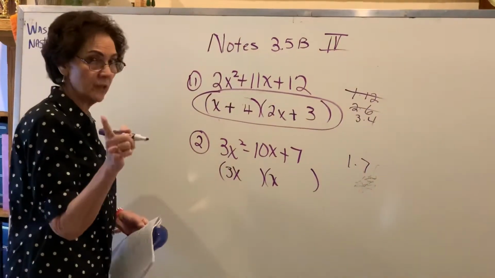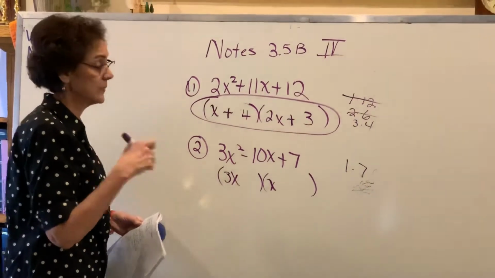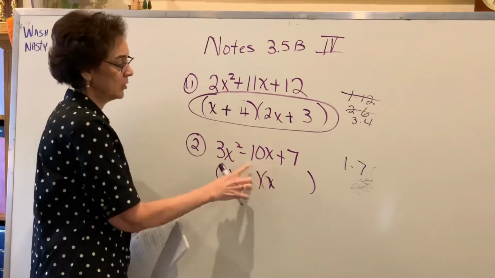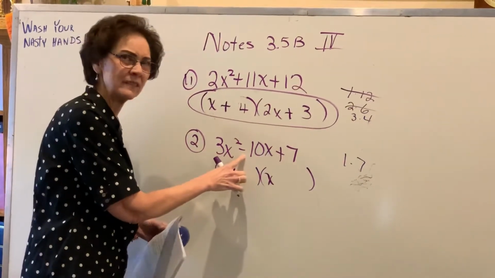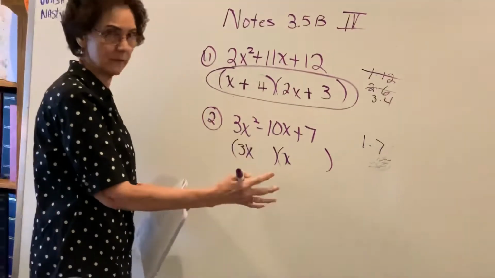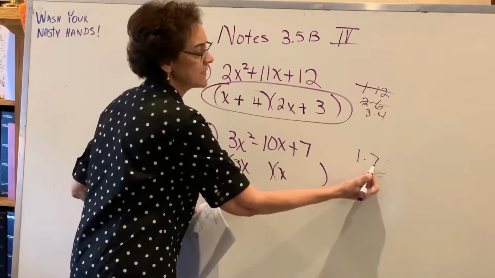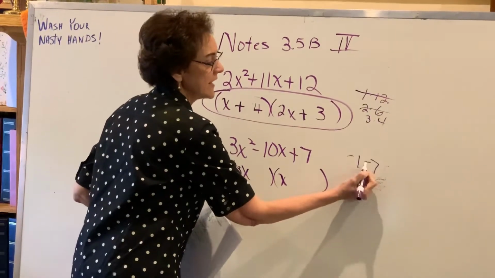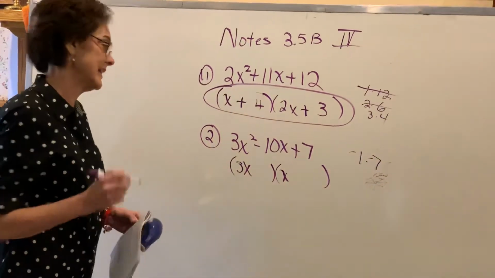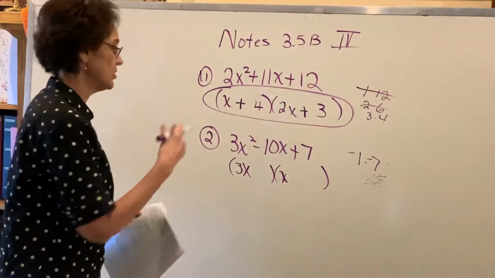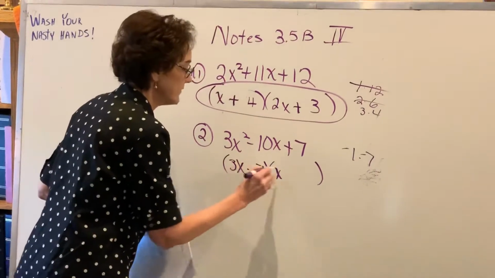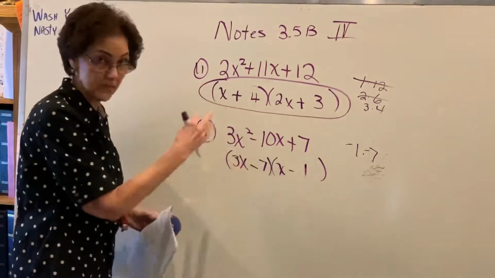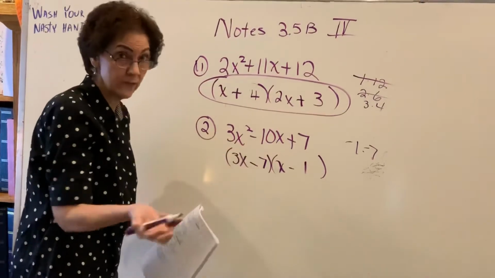Now, one thing you got to notice on this problem is a little different than the other one. This is a positive, but look, when I add the inners and outers, I get a negative. So how can that happen? Well, instead of 1 times 7, it's actually negative 1 times negative 7. So let's just pop it in there and see what happens. Negative 7, negative 1, and if this doesn't work, we'll reverse them and see if that works.